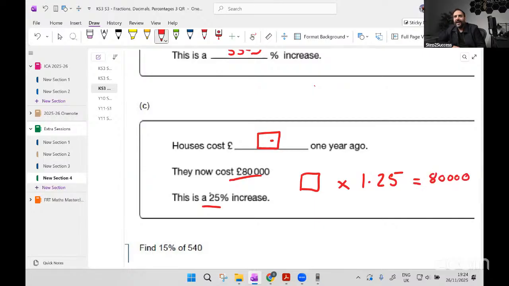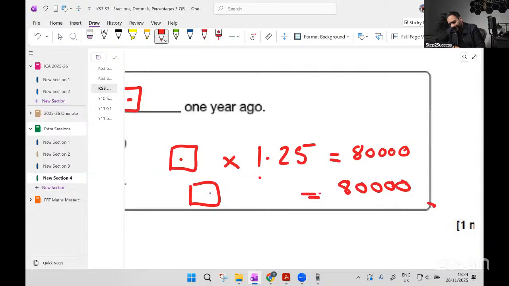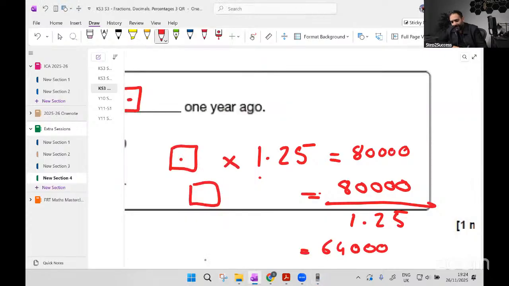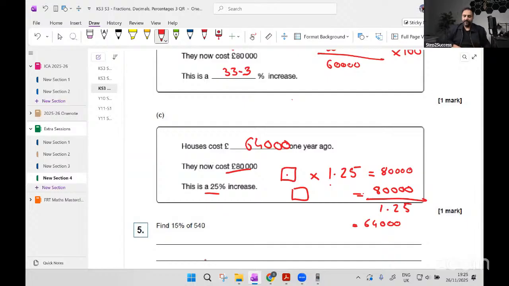So now if I want to figure out what's in this box, this is rearranging an equation. The opposite of timesing is dividing. So to work out what's in this box, I can do 80,000 divided by 1.25. And this is why you need a calculator, because you don't want to do that without it. And you will get 64,000. That is the number that goes in that box. If they cost 80,000 now after a 25% increase, they must have been £64,000 before, and then we've increased by 25%.